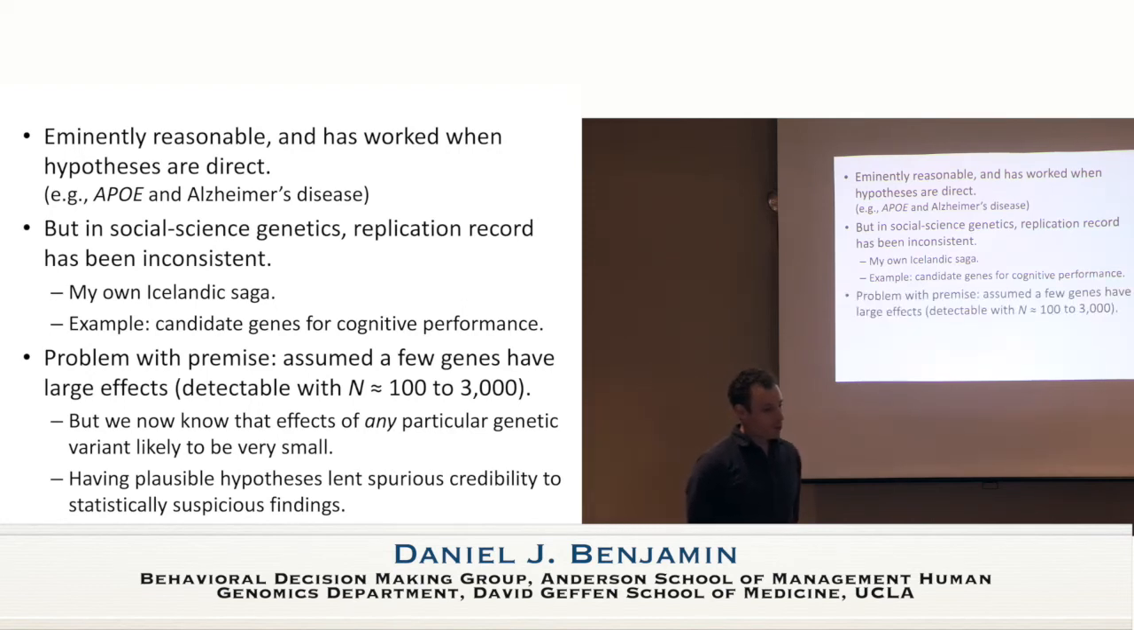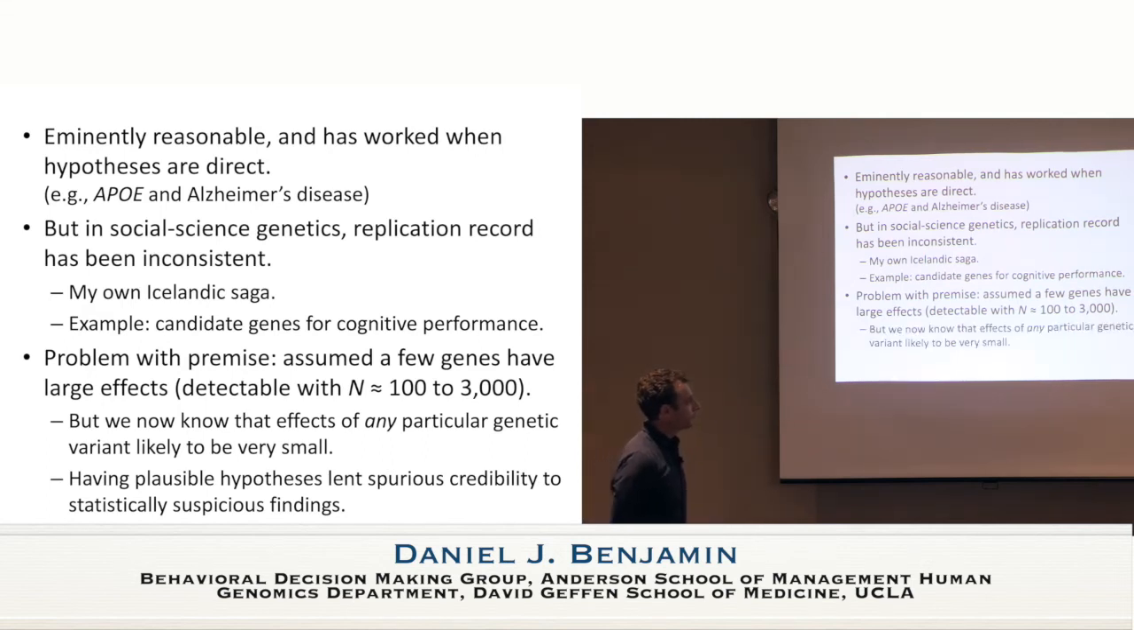Well, I think the fundamental problem was with the premise of a candidate gene study, which is that you're going to have a few genes with large effects that you're going to be able to detect in the sample sizes that people were using, where I'm saying it's about 100 to 3,000. 3,000 is really on the extreme large side of the candidate gene studies that were done at the time. What we now know is that the effects of any particular variant are very small.